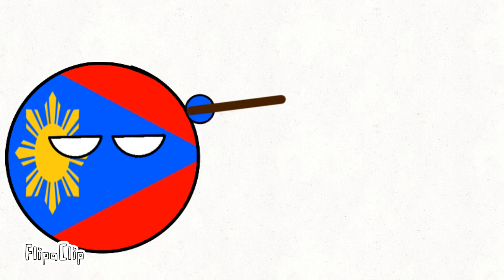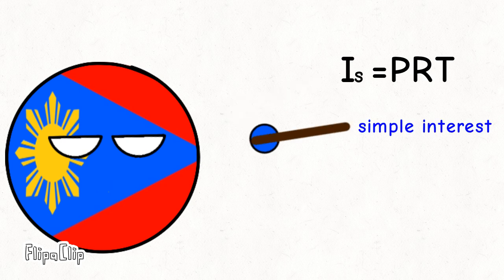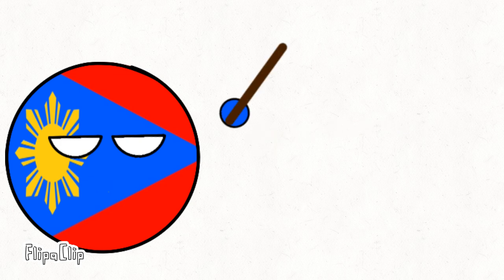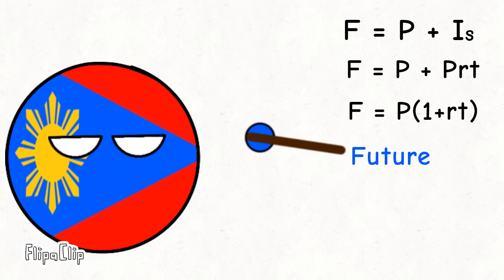Now let us proceed with the formulas. Let's begin with Is equals PRT. This formula is for simple interest. F equals P plus Is, or F equals P plus PRT, or F equals P times the quantity 1 plus RT. Those formulas are for future value.